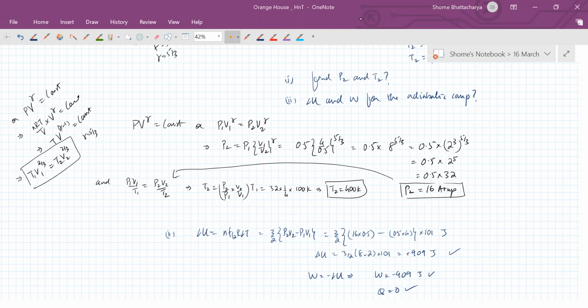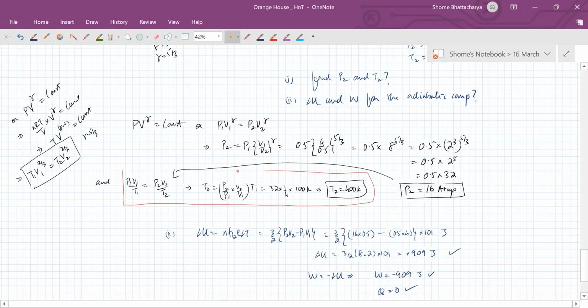Yeah, Varun, you can see the value of temperature we've got now, 400 Kelvin. This is how we evaluate the temperature T2. Yes, Varun, this is clear now? Yes, sir. Calculation of temperature. Yeah? Yes. Okay.